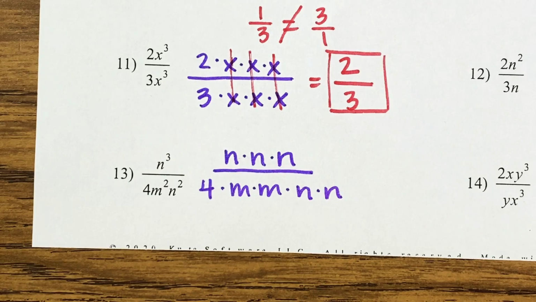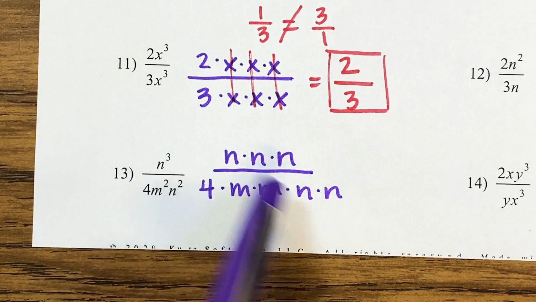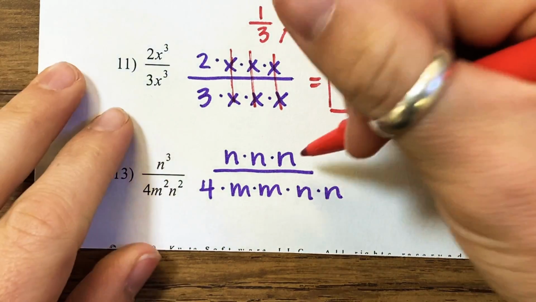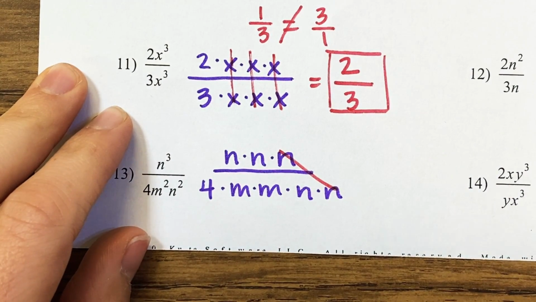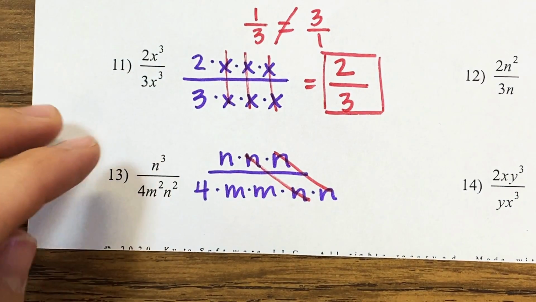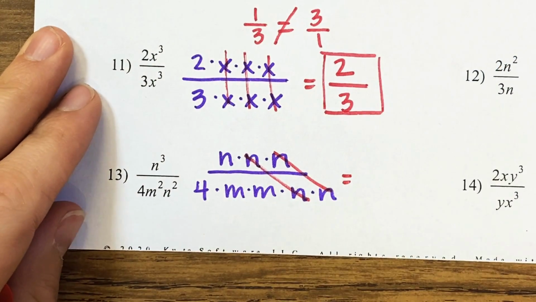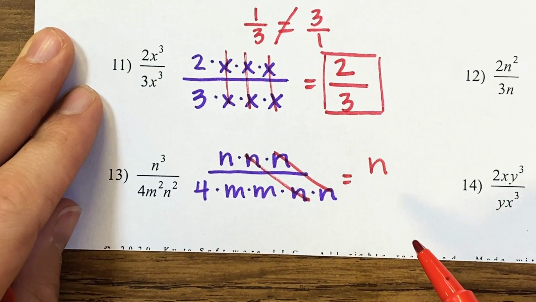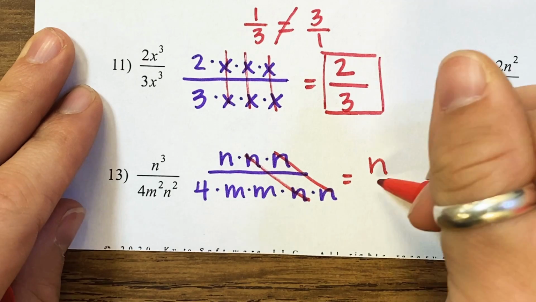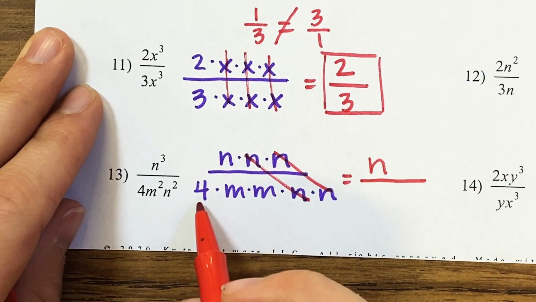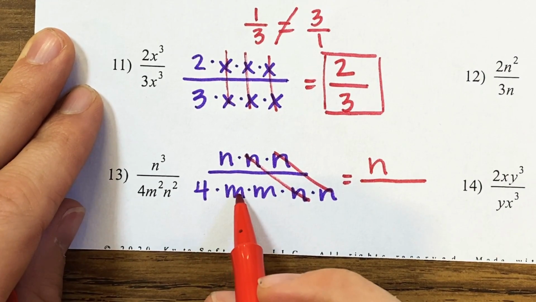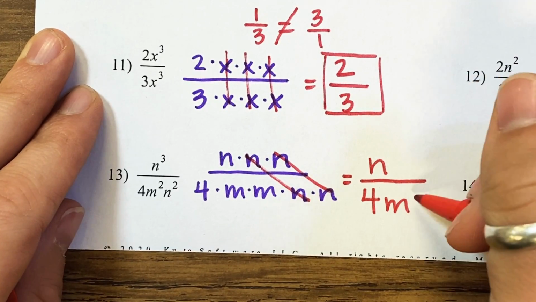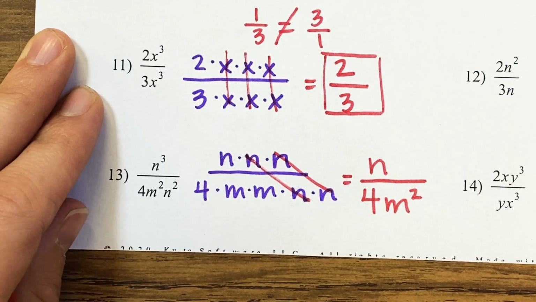What can cancel? What do you see that's on top and bottom? There's a top and bottom n right there, and a top and bottom n right there. Those canceled. Now we just say what's left on top. Just one n, or n to the first power, but we really don't have to write that one. Over what's left on bottom, 4 times m times m. So we're going to rewrite that in exponential form, since I have 2 m's left, 4m squared.